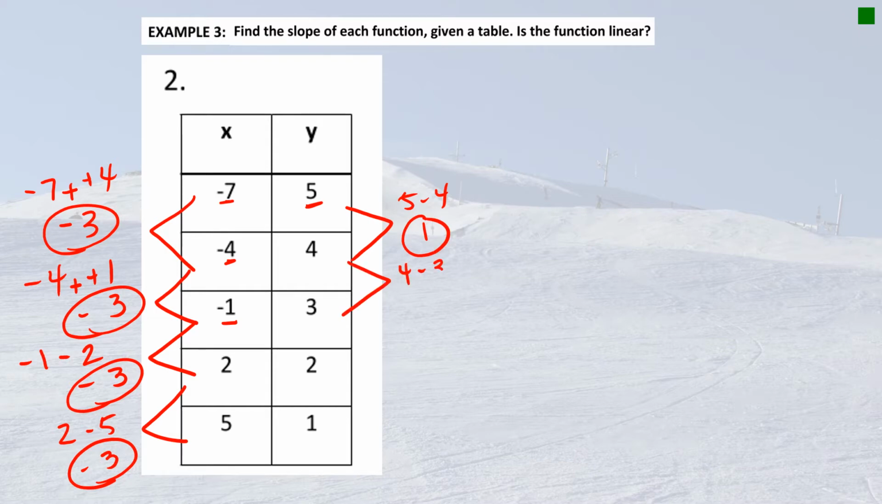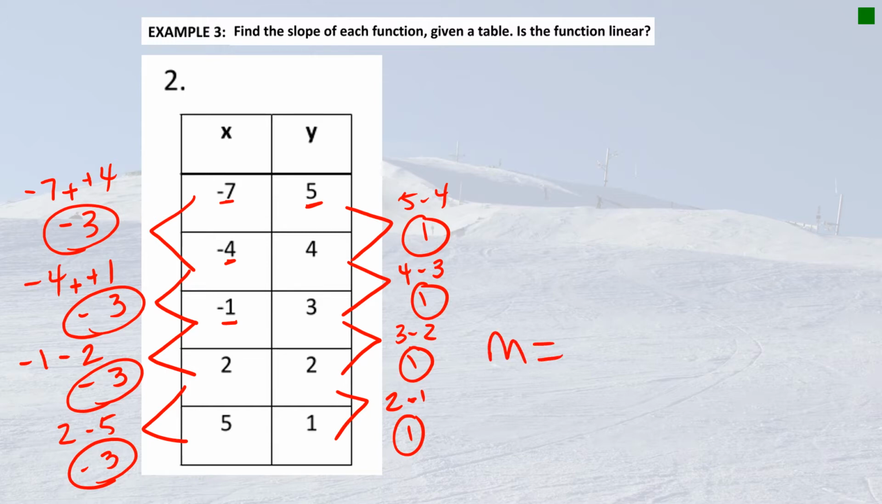I have 4 minus 3, which is 1. I have 3 minus 2, which is 1. And I have 2 minus 1, which is 1. So it looks good so far. So really the slope is going to be my change in y, which is 1, over my change in x, so negative 1/3. So is it linear?